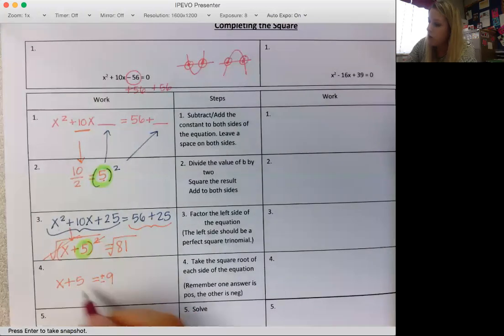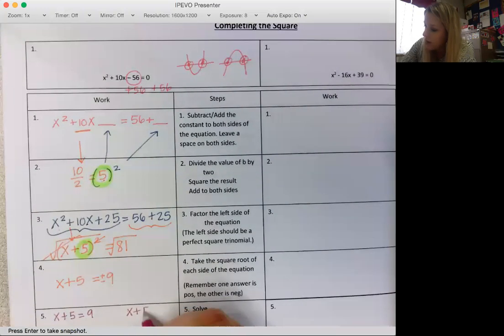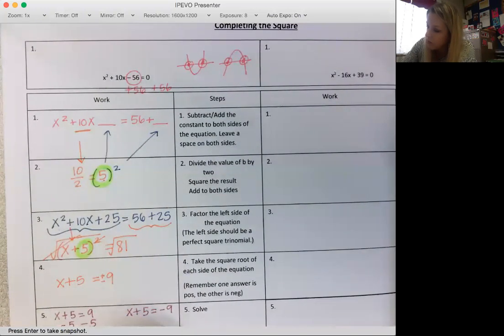Okay, so now we're going to solve. We're going to figure out if we were to have a positive 9 and if we were to have a negative 9. So if I subtract 5 here, I get x equals 4.